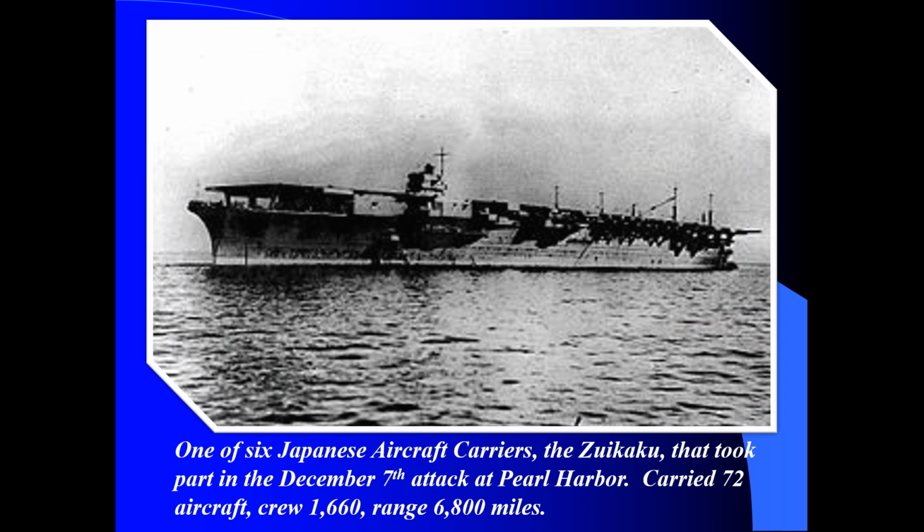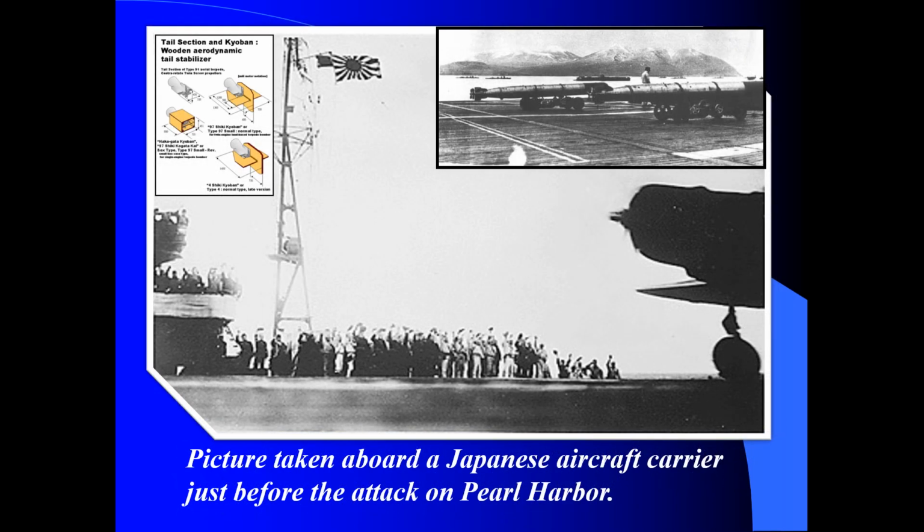Pictured here is one of six Japanese aircraft carriers, the Zuikaku, that took part in the December 7th attack at Pearl Harbor. It carried 72 aircraft, a crew of 1,660, and had a range of 6,800 miles. Here is a picture taken of a Japanese aircraft carrier just before the attack on Pearl Harbor. Notice the size of the torpedoes and the use of wooden stabilizers to allow for the dropping of torpedoes in shallow water.